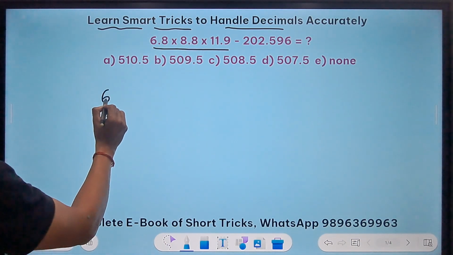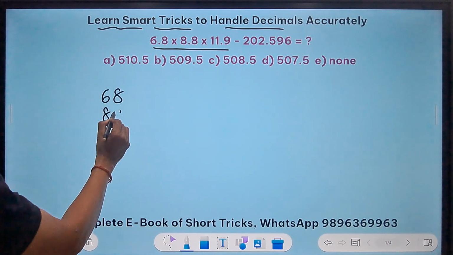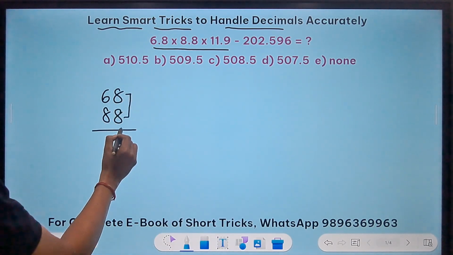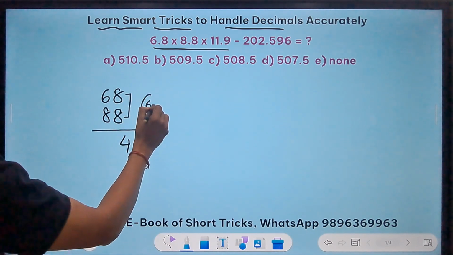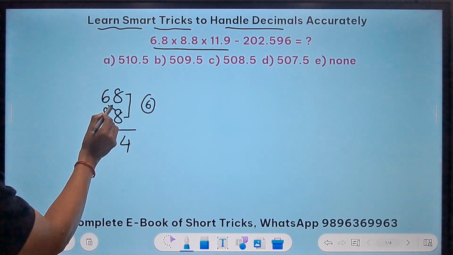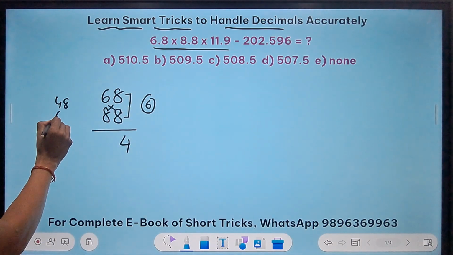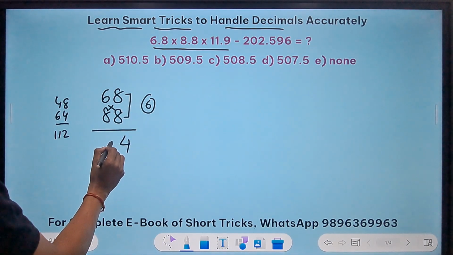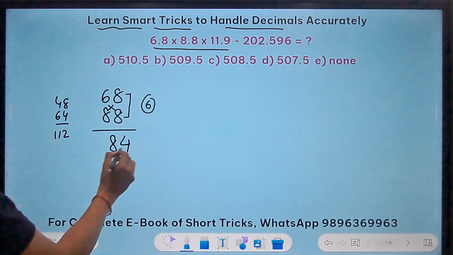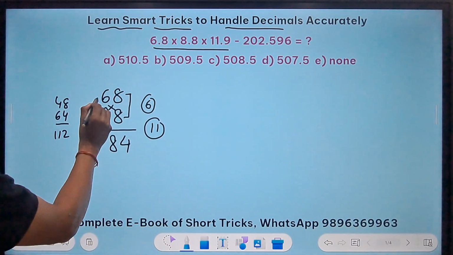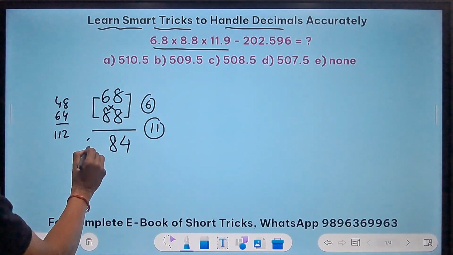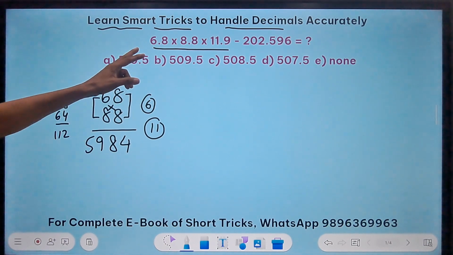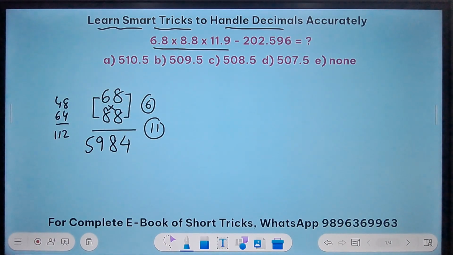So this is 68 and 88, right? The first two numbers. So use the vertical and crosswise. 8 8s are 64, 4 and a 6 carry. 8 6s are 48 and 48, that gives you 96, plus 6 is 102... 48 and 64 gives you 112, plus 6 is 118, so 8 and 11 carry, and then 8 6s are 48, 59. So 5984 is the product when I multiply 68 and 88.